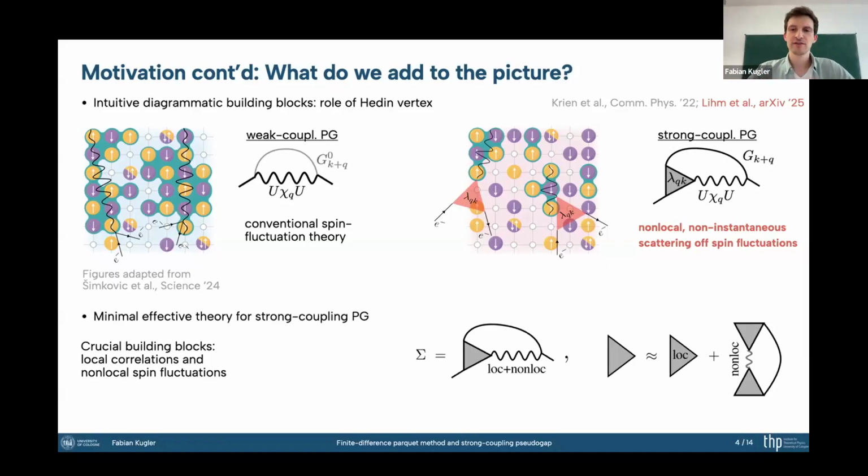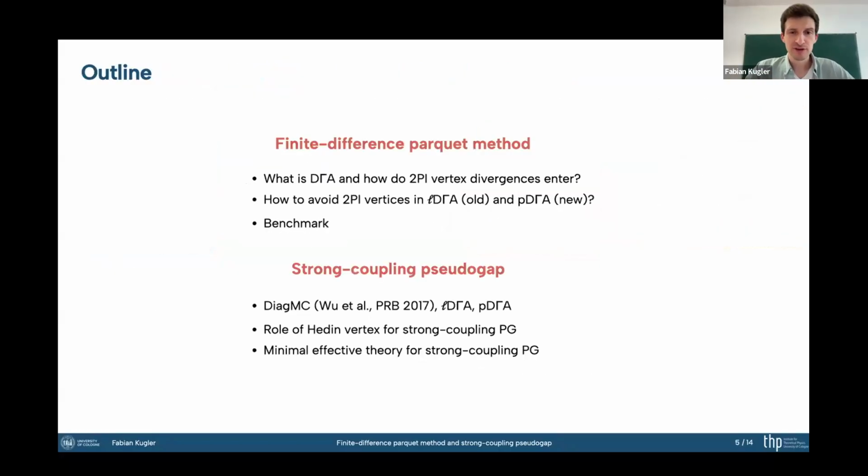And I will argue that what remains, the essentials, are local correlations, as we can get them from DMFT, and non-local spin fluctuations that we need to resum in both particle-hole channels. So I will get back to this at the end of my talk. And let me now explain the outline for the rest of my talk.